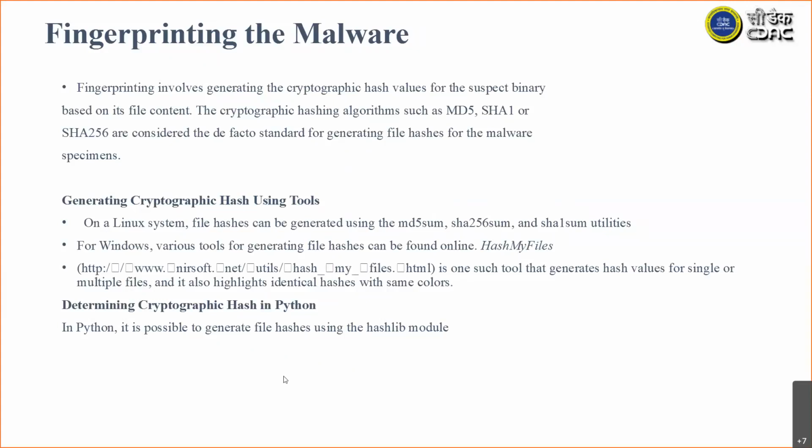If you want to write your own script for generating a cryptographic hash in Python, it is also possible using the hashlib module. As Python is open source, this module is also open source. You can install it in your Python, write a small script, and find the cryptographic hash of any suspected file or any file.